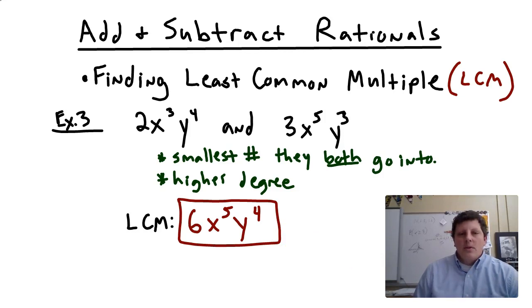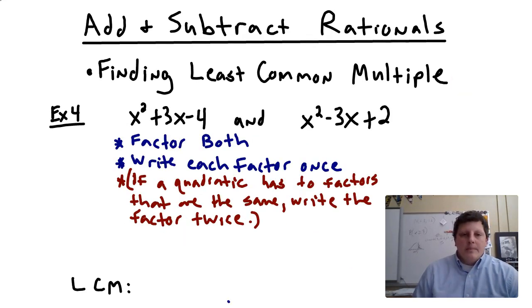When we get to polynomials, it gets a little bit more hairy. When we're finding the least common multiple of two polynomials that are larger than monomials, we have to factor both of them and then write each factor once as part of our least common multiple. Technically, if a quadratic has two factors that are the same, we would write the factor twice. So if we're going to factor x squared plus 3x minus 4, we would get x plus 4 times x minus 1.